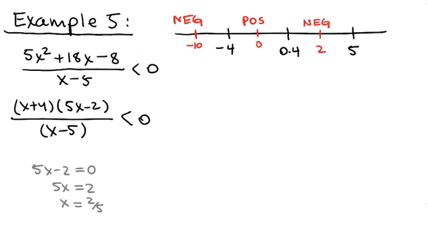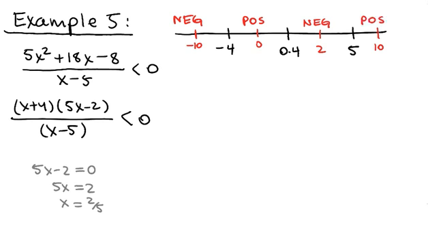And then for x is bigger than 5, I'll choose like 10. You can choose anything bigger than 5. You can choose 6. You can choose 5.5. You can choose 5.1. Okay, I'll choose x equals 10. So I'll have 10 plus 4 is 14, positive. 50 minus 2 is 48. 10 minus 5 is 5. All positive. That's going to be positive. All right, so I've got my interval.